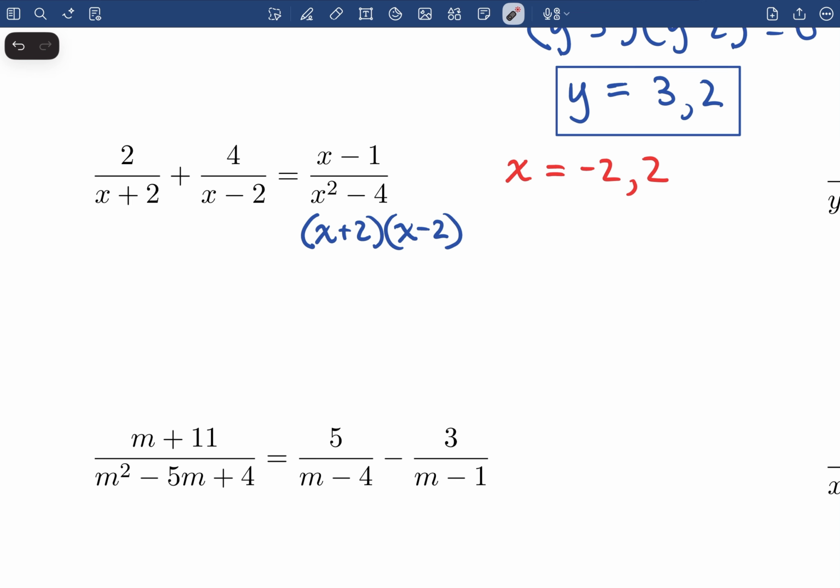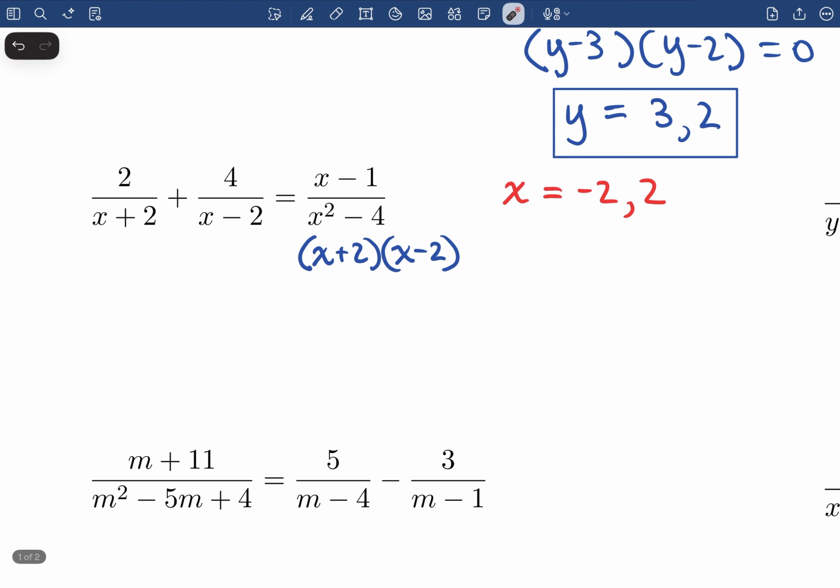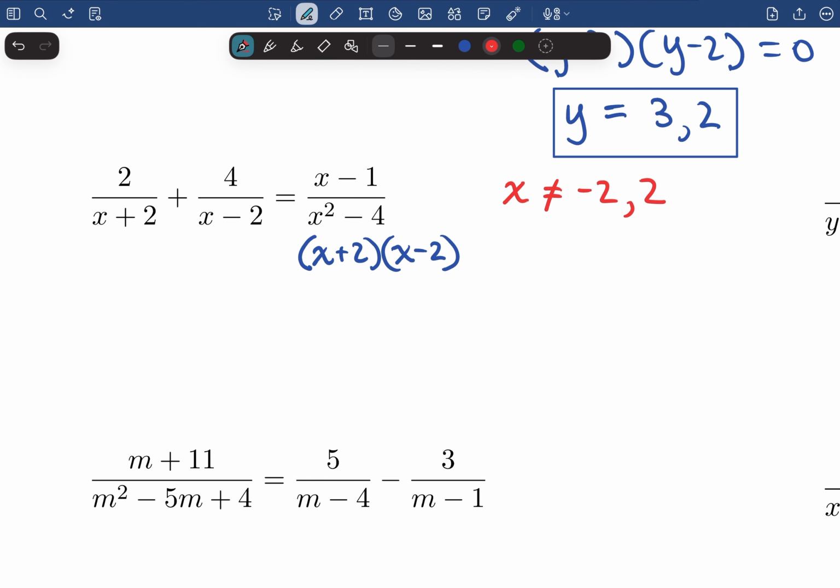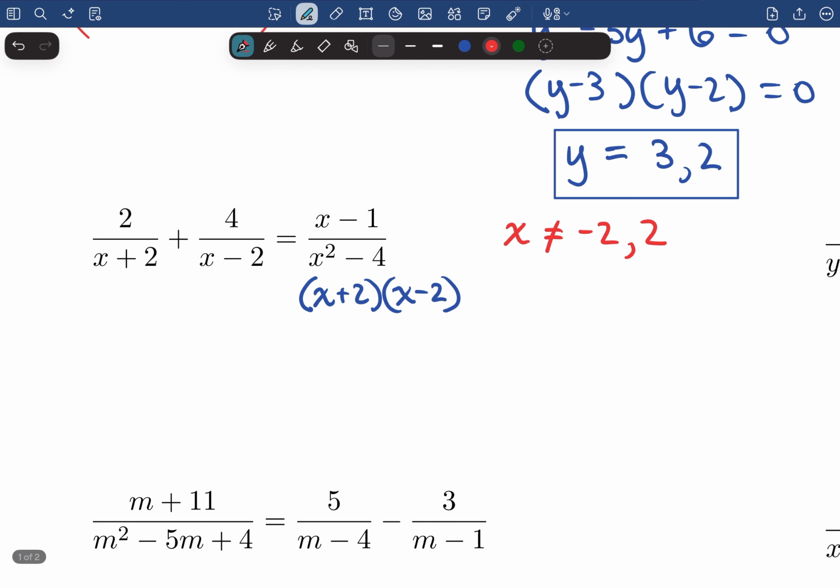And then I look at the values in this denominator. Well, negative 2 and positive 2 would cause this denominator to equal 0, so those are repeated again. Great. So I'm going to put a big slash through this equal sign and say x cannot equal negative 2 or positive 2, because that would cause one of these fractions to be undefined.